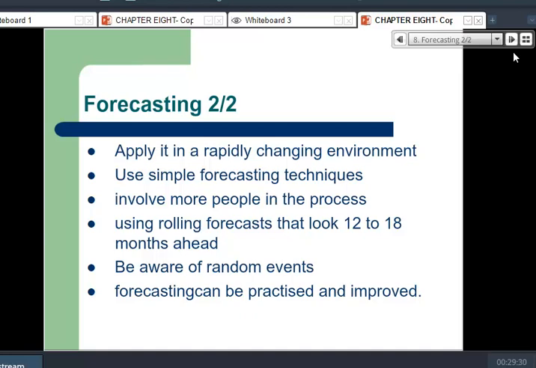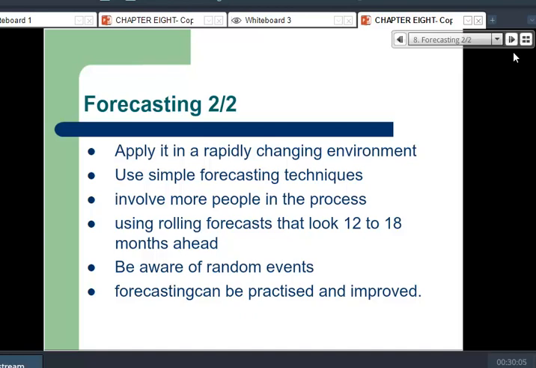As long as you are using a complex forecasting technique, it will be a bit tough and hard work for you and for your staff. So you need to involve more people in the process. When you are forecasting, you need to involve your first, second, and third lines of managers. You also need to use the rolling forecast that looks 12 to 18 months ahead.